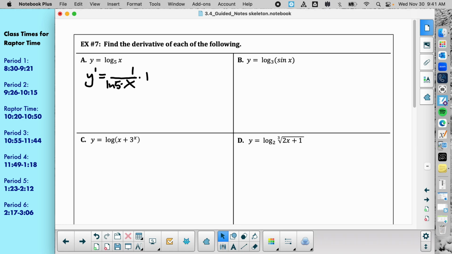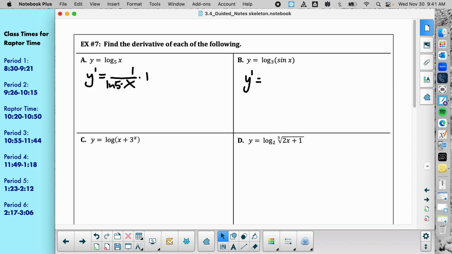Let's go with B. Let's have somebody help me with B. 5. 5? Yeah. Okay. Excellent. Do you want any guidance on this one? Do you feel like a little bit of guidance? Okay.